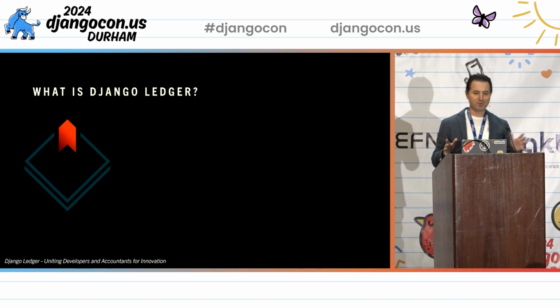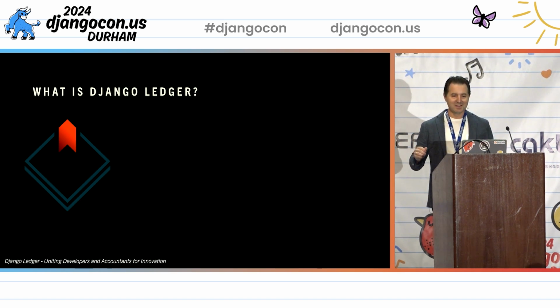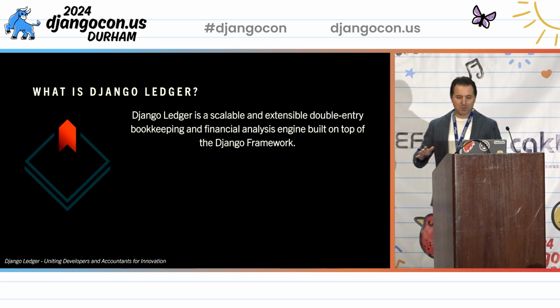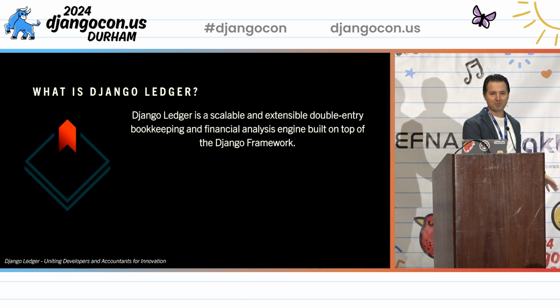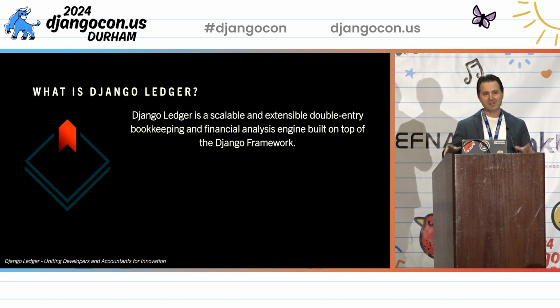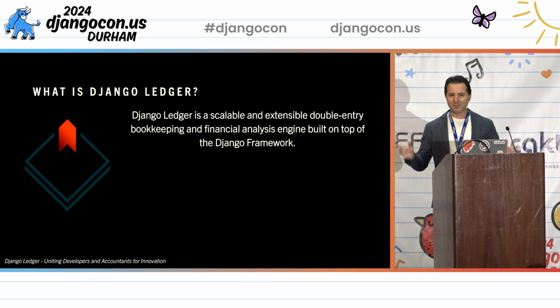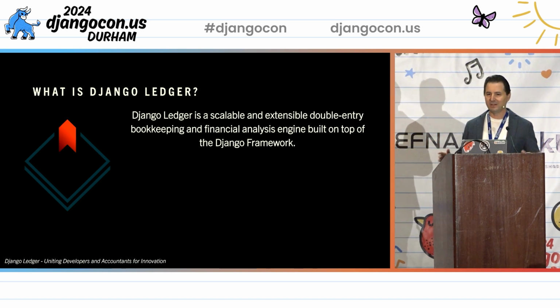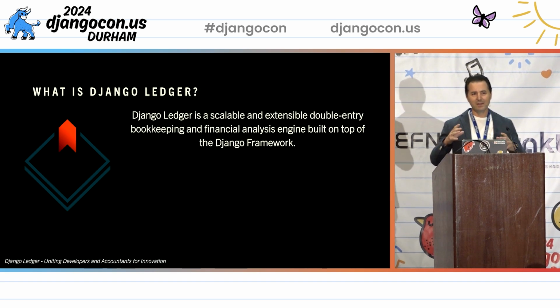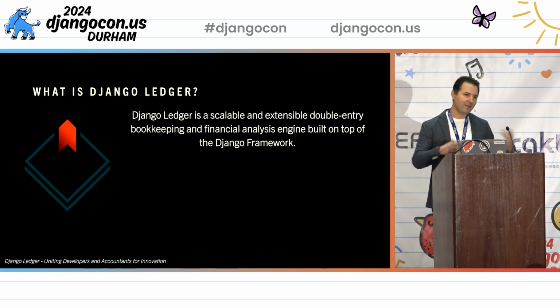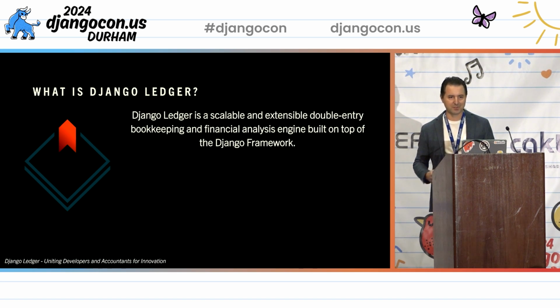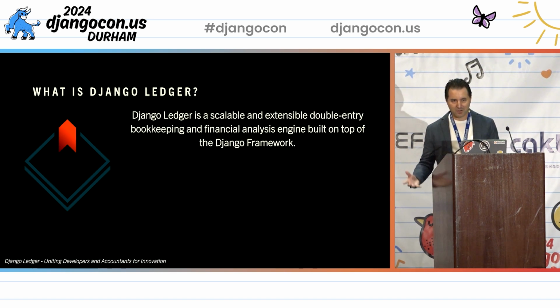So now let's put it into perspective. What is Django Ledger? Django Ledger is a scalable, extensible, double-entry bookkeeping and financial analysis framework that is built on top of the Django framework. What that means is that it leverages everything that we know about Django: the scalability, the security, the extensibility, and we take advantage of the Django models. So we don't have to reinvent the wheel when it comes to dealing with a database, or security, or user authentication. We don't want to go there. We just want to build on top of best practices, and Django definitely helps us get started faster.